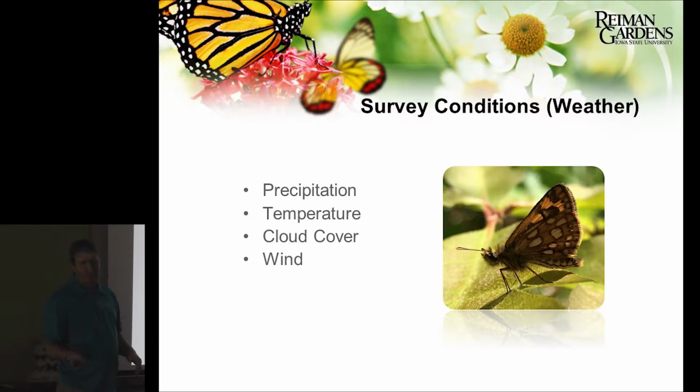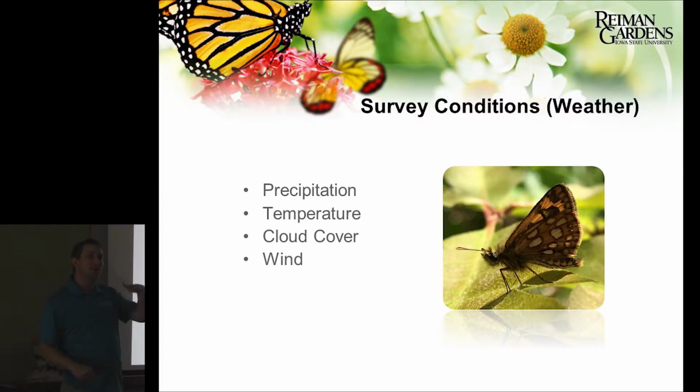If it's a quick rain and passes right away, you can go back out to that same spot and start over again and start your time up and continue on. But if there's any rain, we're not out surveying, the butterflies won't be flying. Now temperature fluctuates a bit. We don't go out and survey when it's cold, because the butterflies again won't be flying.